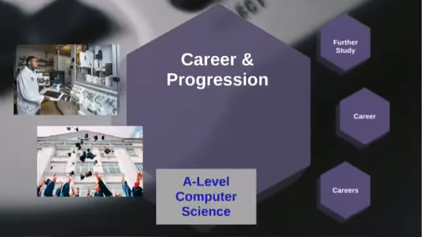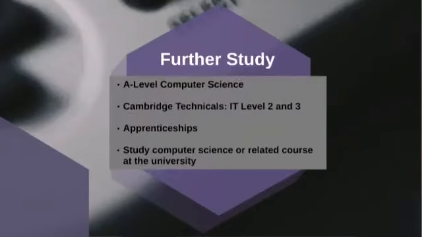So what happens then, after your GCSE? You can decide to do apprenticeships, or you can decide to do any of the vocational IT courses in level 1 and level 2, or you can decide to do computer science for your A level, after which you can do a computer science related course at university.